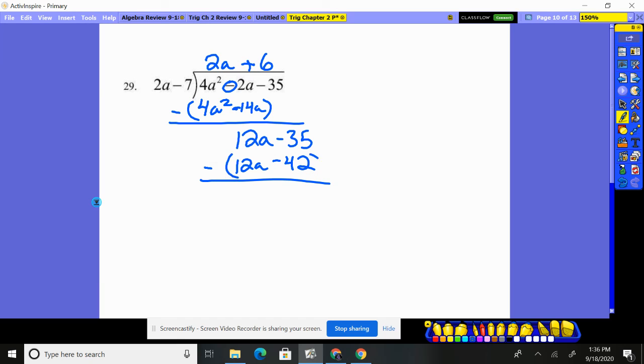We're subtracting the whole thing. 12a minus 12a goes away, nothing. Negative 35 minus a negative 42 changes to plus. We're going to get a remainder of positive 7. So up top we'll say plus, this is a remainder, 7 over 2a minus 7. So we have that little bit of a remainder.